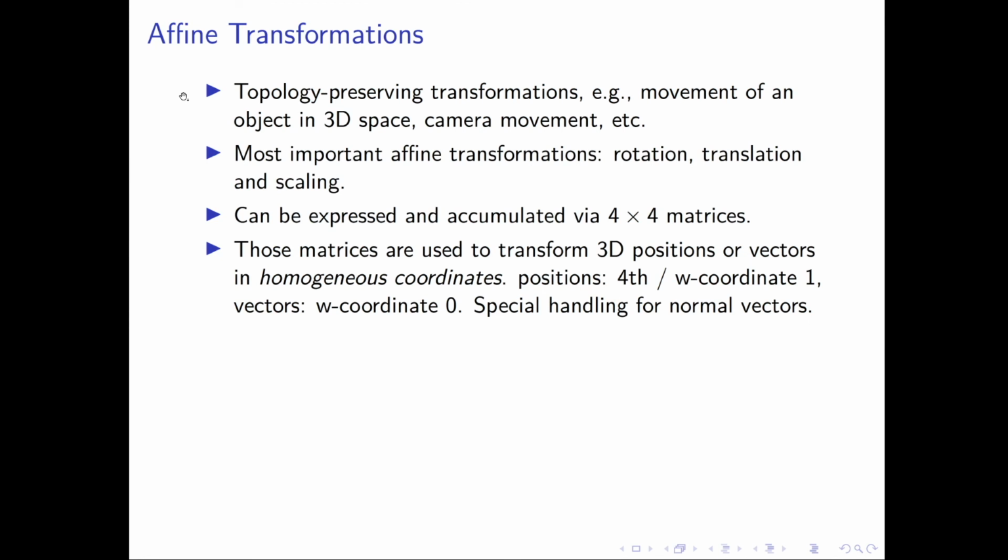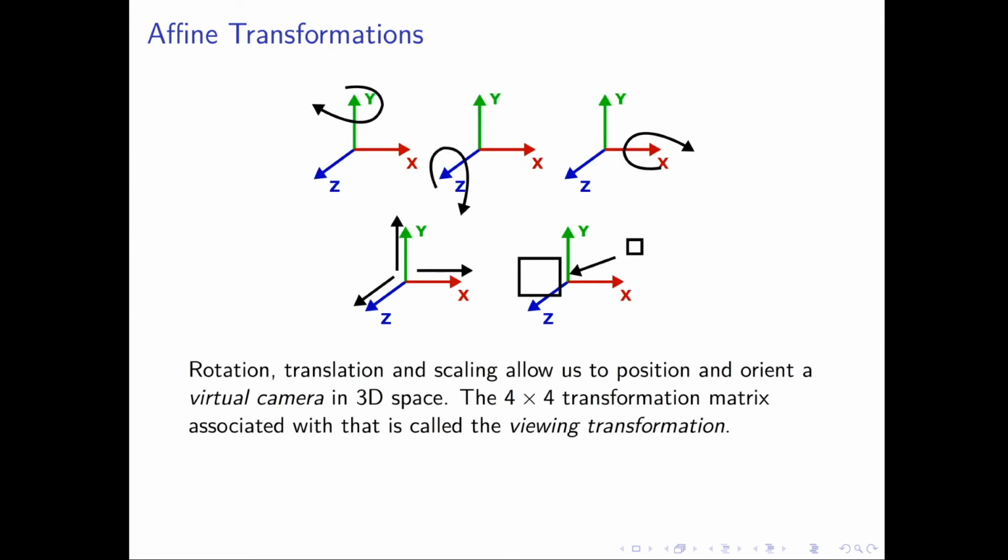As I said, in the following we will assume that the geometry is static, and therefore we'll now only concentrate on transformations that are applied to the camera. Those affine transformations allow us to move the virtual camera arbitrarily. We're able to move the camera in space using a translation matrix, and we're able to orient the camera arbitrarily by applying a rotation matrix.